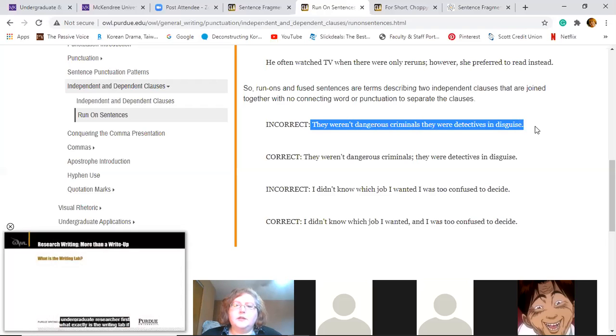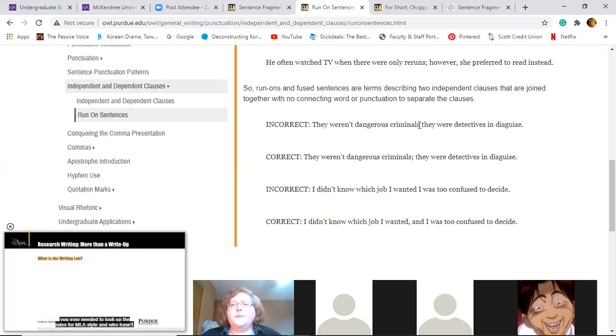Here is a run-on sentence. They weren't dangerous criminals, they were detectives in disguise. There are two ideas in here that could stand by themselves as full thoughts. So you can't have them without any punctuation. So you use a semicolon to divide them.